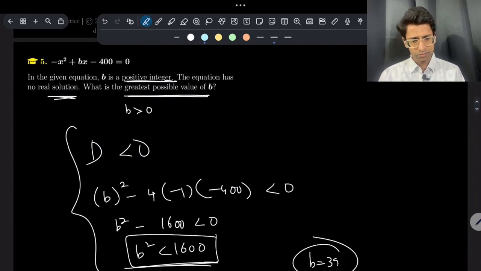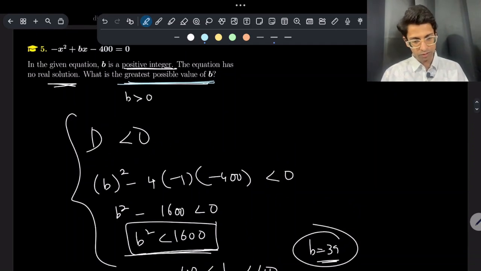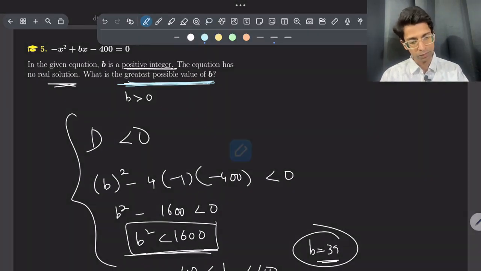So what is here? B is a positive integer. The equation has no zero. What is the greatest possible value of B? You can do this with Desmos, no problem. This is something beautiful I want to tell you here. Doing this with Desmos, there is a catch here. The reason is because he has asked you to find the greatest possible value of B. Let me show you where is the trap here.